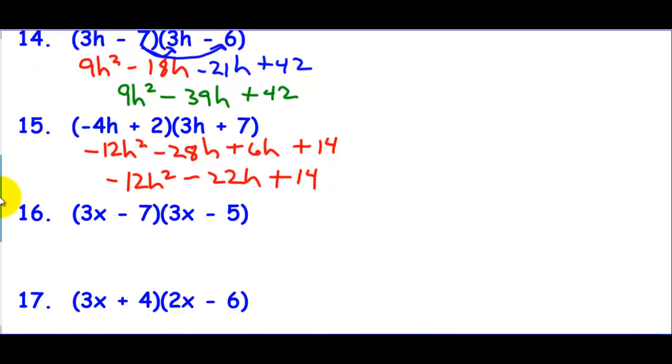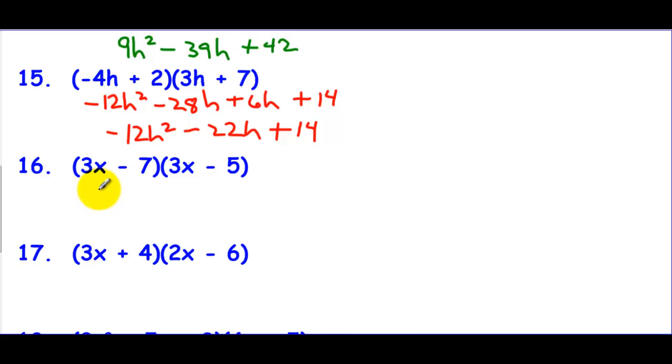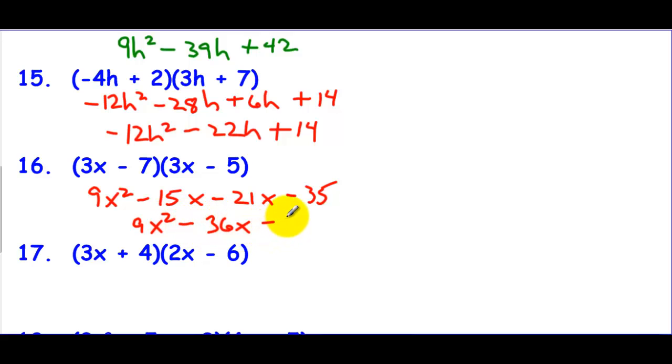Okay. Next problem. 3x times 3x is 9x squared. 3x times negative 5 is negative 15x. And then I move on. Negative 7 times 3x is negative 21x. Negative 7 times negative 5 is negative 35. Combine my middle terms, and I get 9x squared minus 36x minus 35. And I'm going to make a correction here. Negative 7 times negative 5 is positive 35. So there should be a plus sign here.